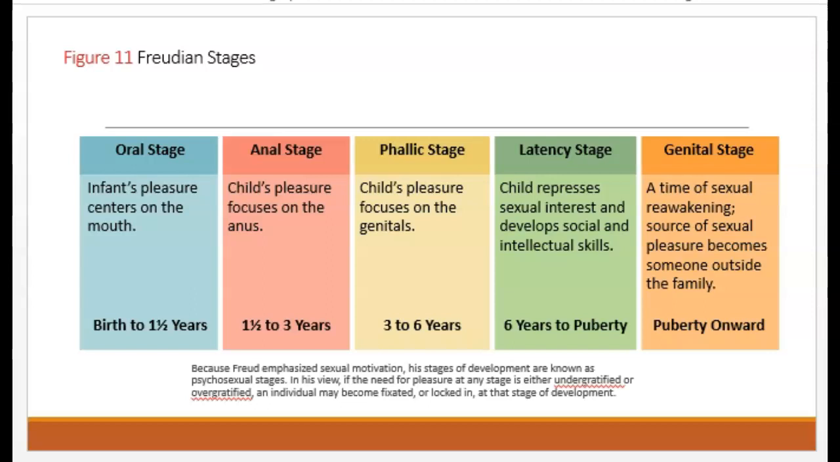From 6 years to puberty is the latency stage, or as I call it, the Freud couldn't think of anything stage. In this stage, the child represses any sexual interests and instead focuses on developing social and intellectual skills. The last stage is the genital stage, which starts with puberty and is the stage in which a person begins developing romantic interests. Here, someone might receive too much or too little romantic attention, affecting their well-being.